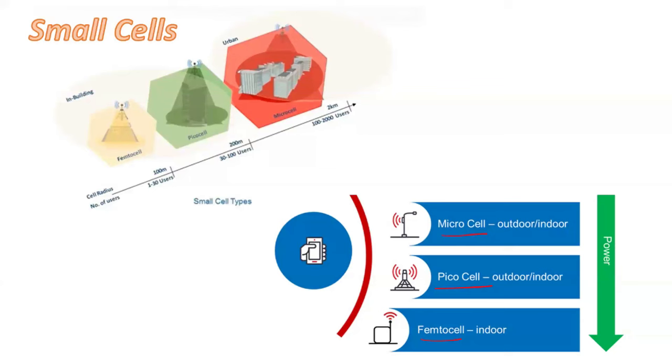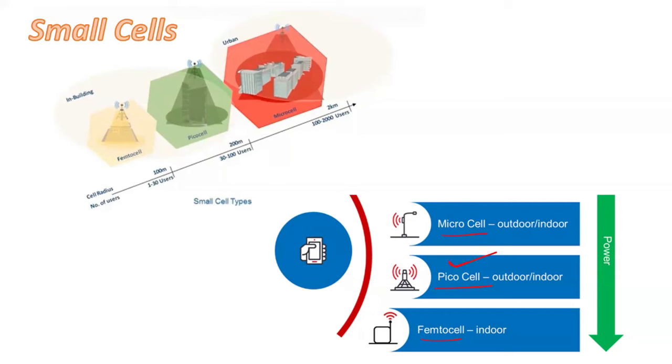The second one is our pico cell, right? Pico cell covers a radius of around 200 meters. Pico cells are usually placed at places where there is a high crowd density, like during festivals, during a game in a stadium, concerts, and other large gatherings. So picocells are larger than the femtocells.